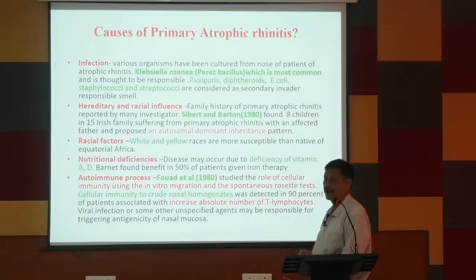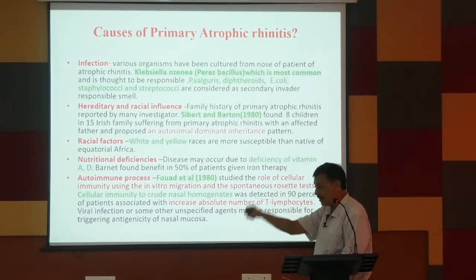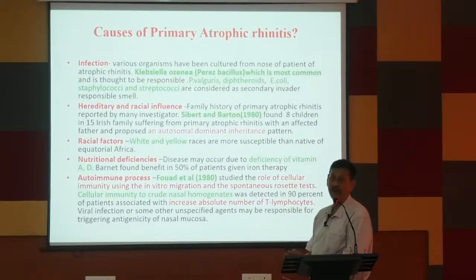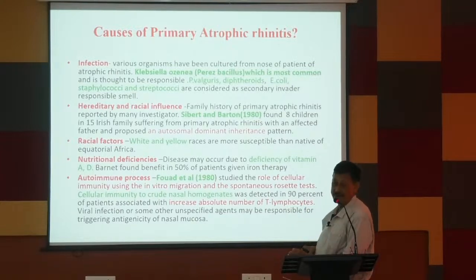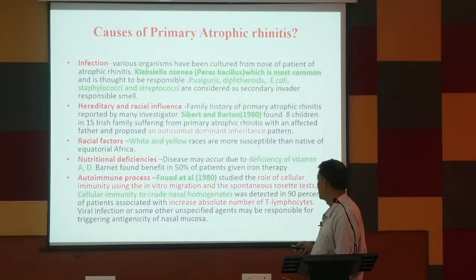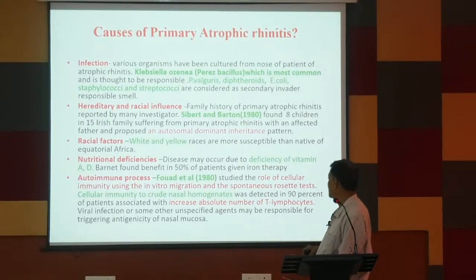Then the hereditary and racial factor. There is a family history of primary atrophic rhinitis: one of three sisters suffers from the same disease, and the mother suffers from the same disease. So atrophic rhinitis may be familial, or genetically determined. Racial influence: fair, soft-skinned, fair-looking girls usually suffer from atrophic rhinitis. The white and yellow races are more commonly susceptible than the equatorial Negroes.